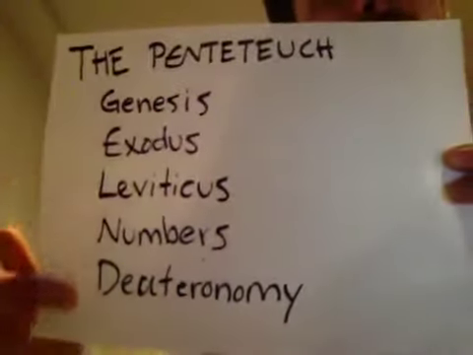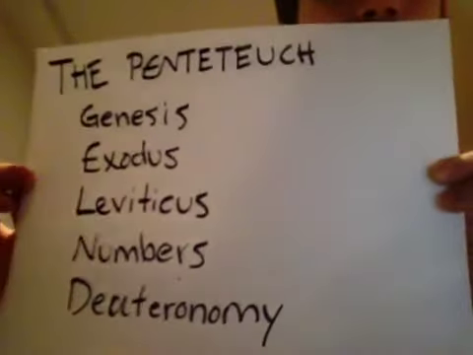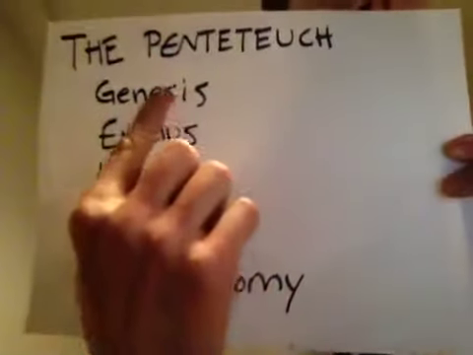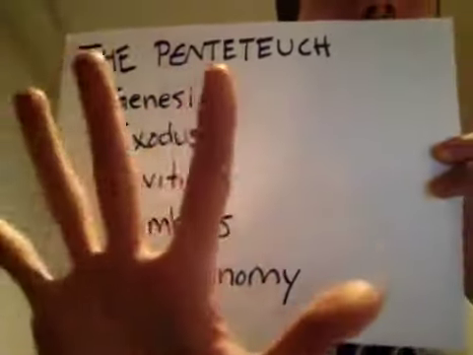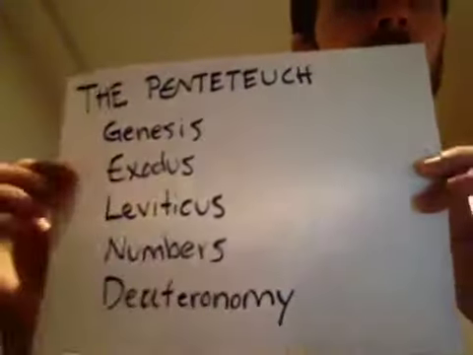But these were the first 5 books of the Old Testament and the first 5 books in the Jewish Bible as well, the Pentateuch. Penta means 5, like a pentagon has 5 sides. That's why it's called the Pentateuch.